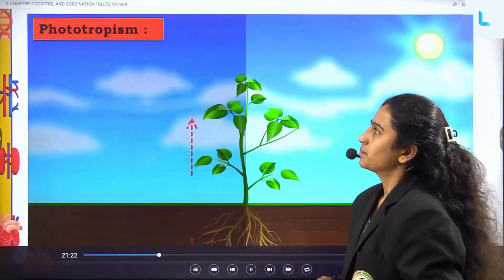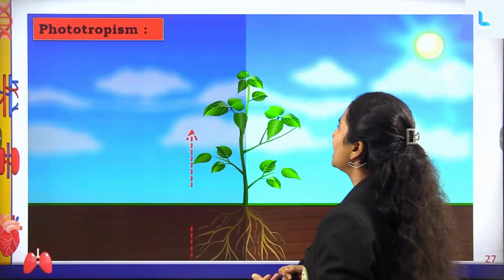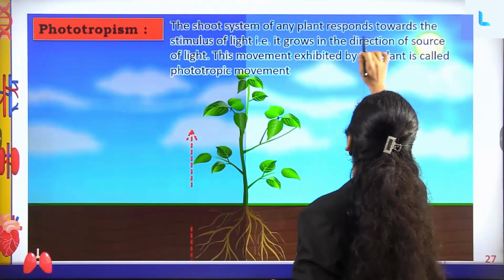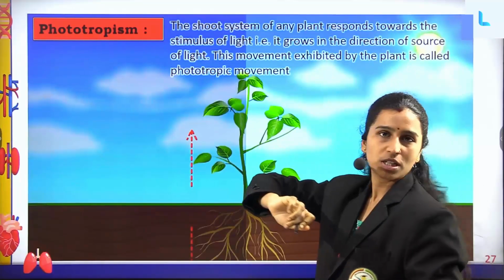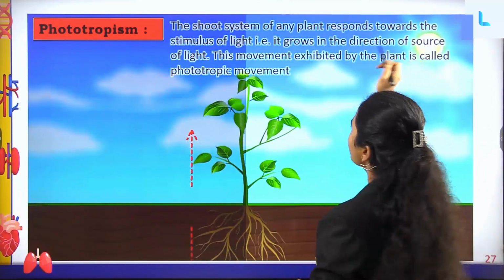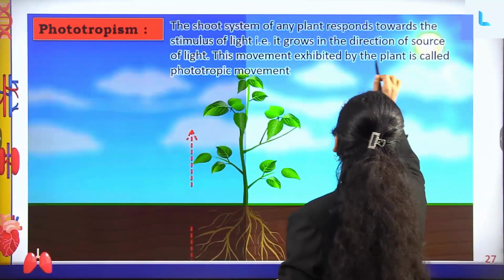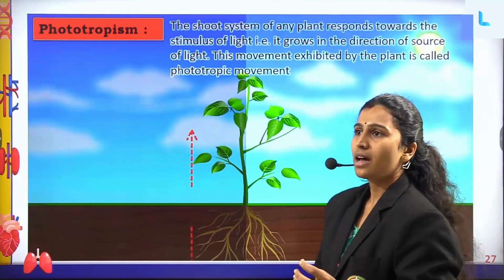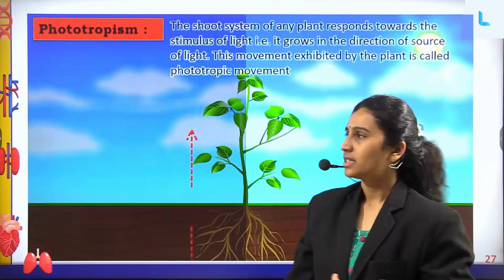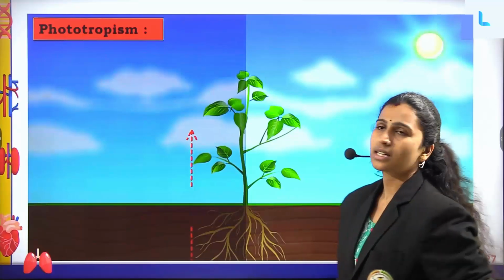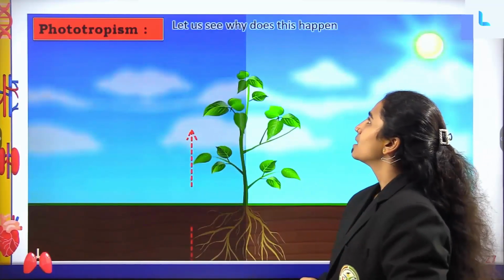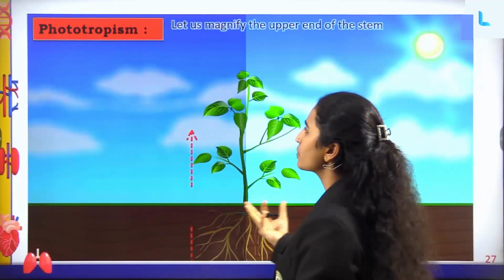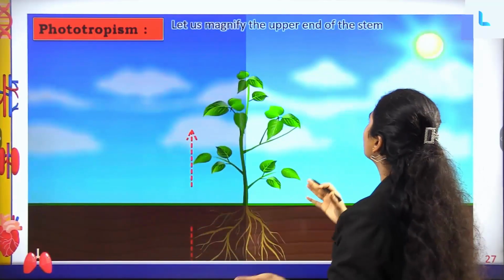Now phototropism. So this is light dependent growth. So the shoot system of any plant which will respond towards the stimulus of light, that is it grows in the direction of source of light, this movement exhibited by plant will be called phototropic movement, and the phenomenon is phototropism. Very simple example, the sunflowers. They bend themselves towards sunlight, so that is phototropism. So let us see why will this happen. So why will they respond towards the light.